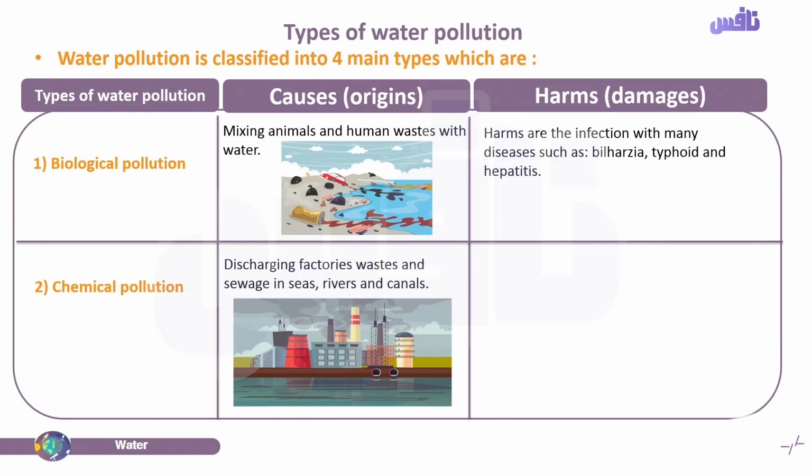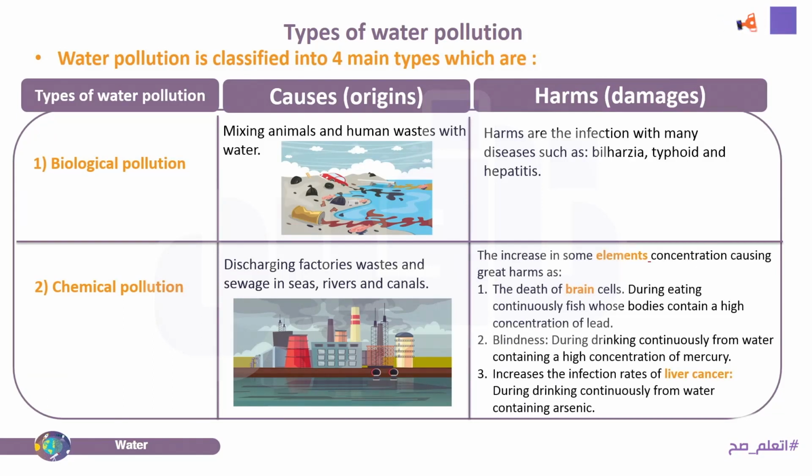نتيجة إلقاء بقايا بتاعة المصانع في البحر والنهر والقناة. ايه هي الأضرار بتاعتها؟ The increase in the some elements concentration causing the great harms. Like what? طيب نتيجة التغير في نسبة المواد دي في المية ايه اللي بيحصل؟ The death of the brain cells، موت الخلايا بتاعة المخ during the eating continuously fish whose bodies contain the high concentration of lead. يبقى موت بعض الخلايا بتاعة المخ لو كل أسماك مثلا فيها نسبة عالية جدا من الليد.